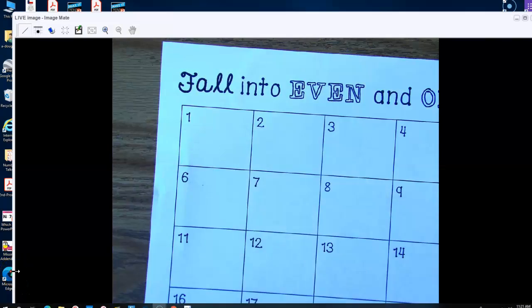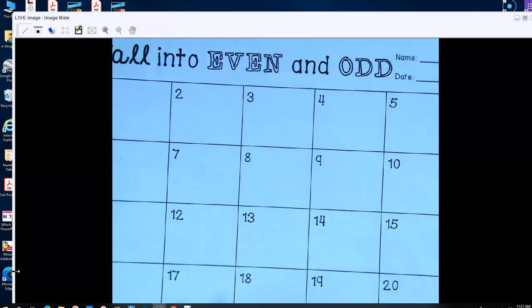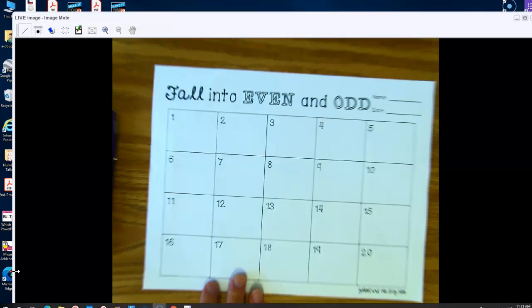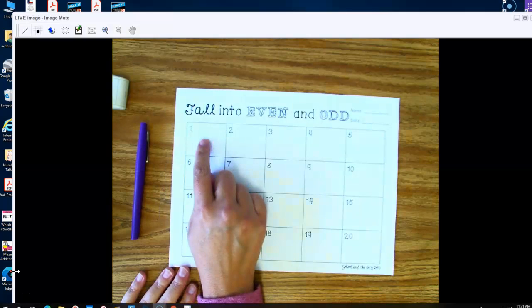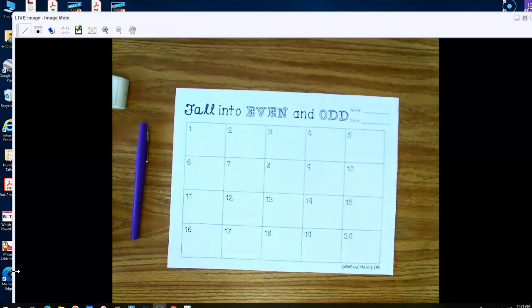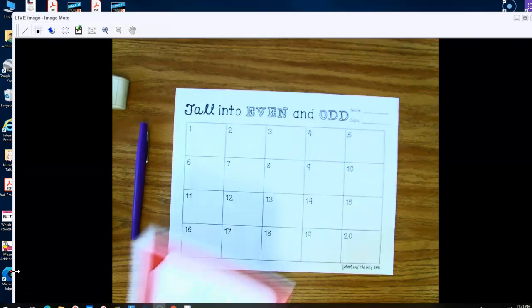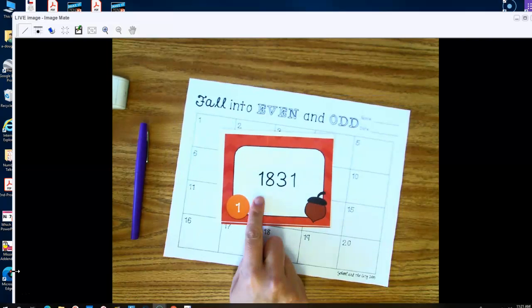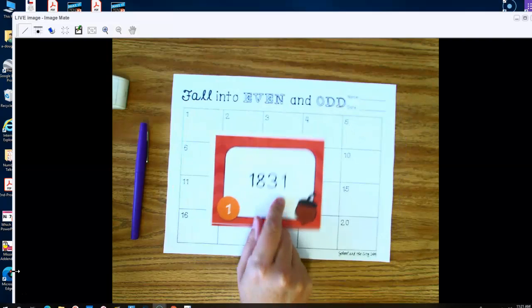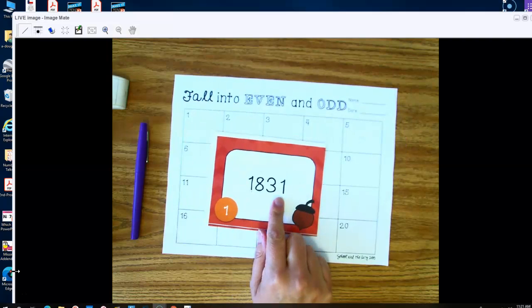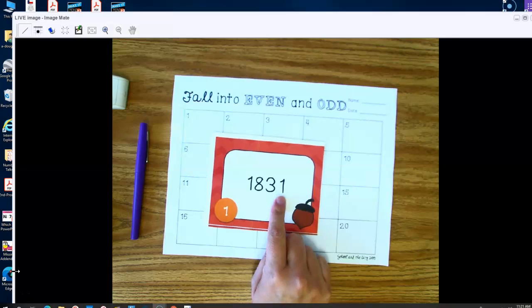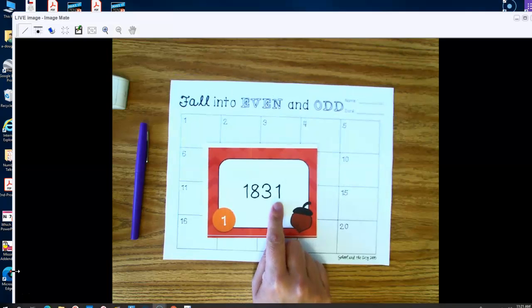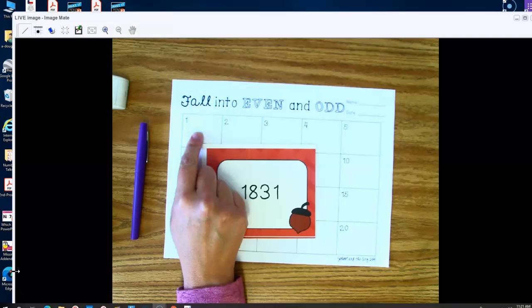Okay, you're going to take this form. I'm going to show you a card, and on the block you're going to put odd or even right here. So as I show you the card, write odd or even. Number 1, 1,831. Remember, we look at the 1 spot to decide if it's odd or even. So the number 1, is that odd or even? Put that right here, odd or even.